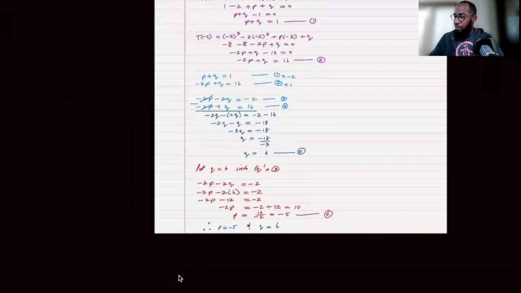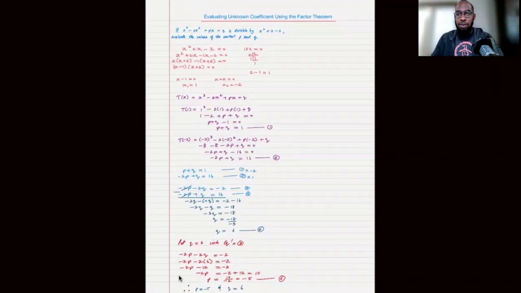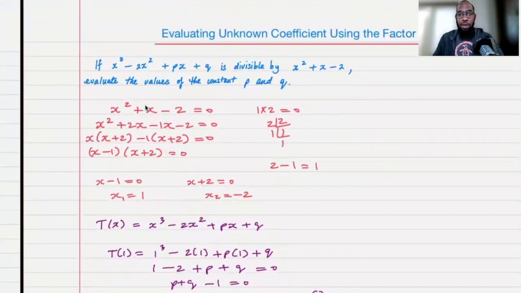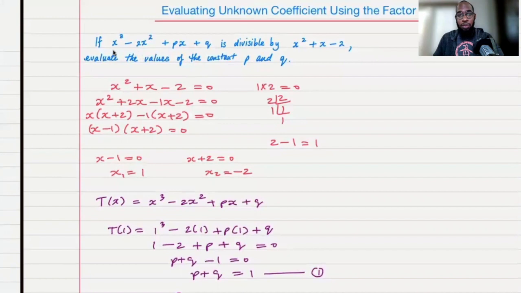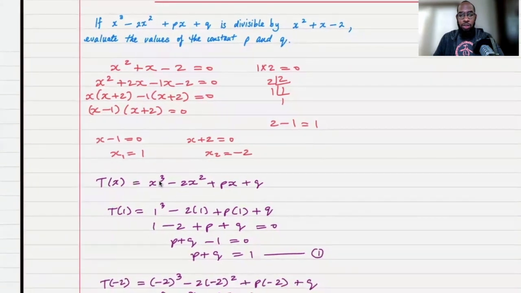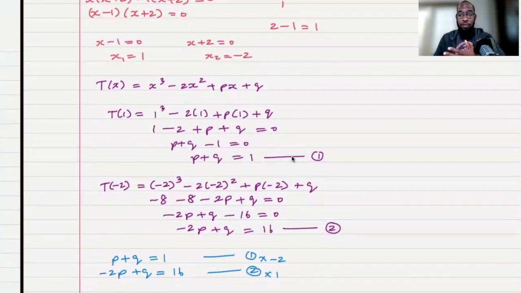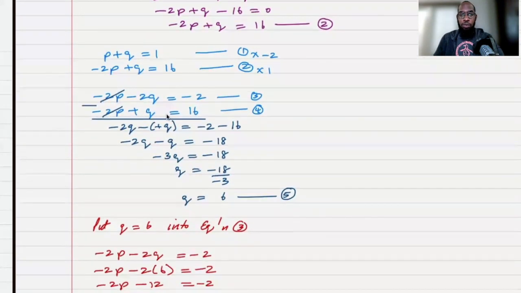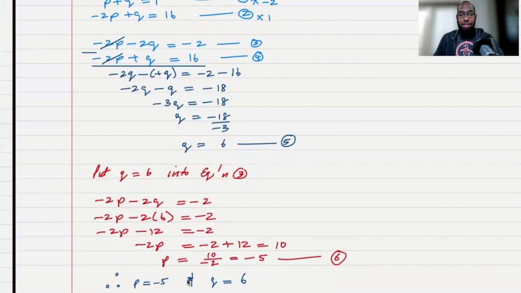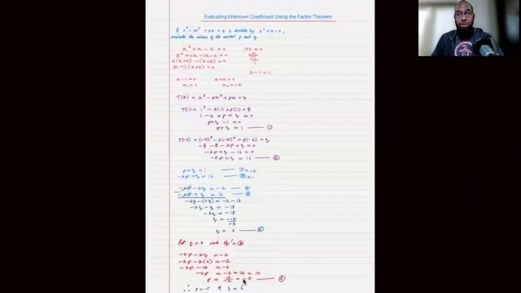So this question here is long. It's not difficult. If we recap, we have to factorize. We put this equal to 0 because it's divisible by. We factorize and get both x values. We substitute them into this. I named the equation, so this expression became an equation. So we substitute x1 and x2 into this equation, so we can get our two equations, so we can solve for the two unknowns: two equations, two unknowns. Then we come to simultaneous equations. We follow the steps of the elimination method. You can check out my simultaneous equation video, and you will get p is equal to -5 and q is equal to 6. So that's it for evaluating unknown coefficients using the factor theorem.